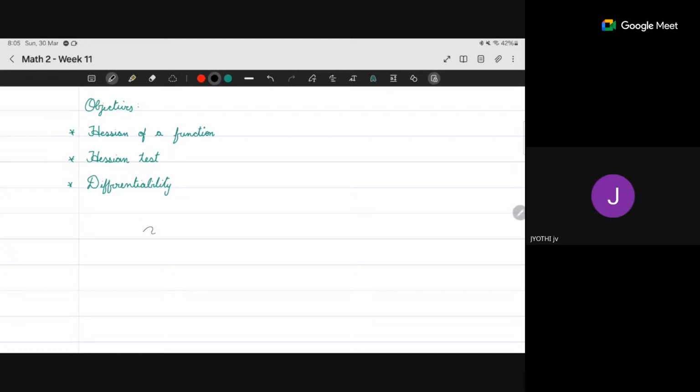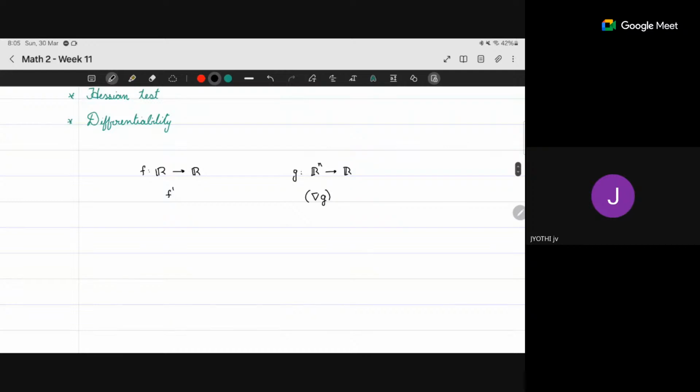So if you have f from R to R, roughly the role that f prime plays, if you have some scalar valued multivariable function, let me just call it g, this gradient of g in some sense plays the role of f prime. And we saw many instances of this when we were trying to calculate critical points. In one variable case, we equate the derivative to be zero. In the multivariable case, we equate the gradient to be zero. In other words, you need each partial derivative to be equal to zero.